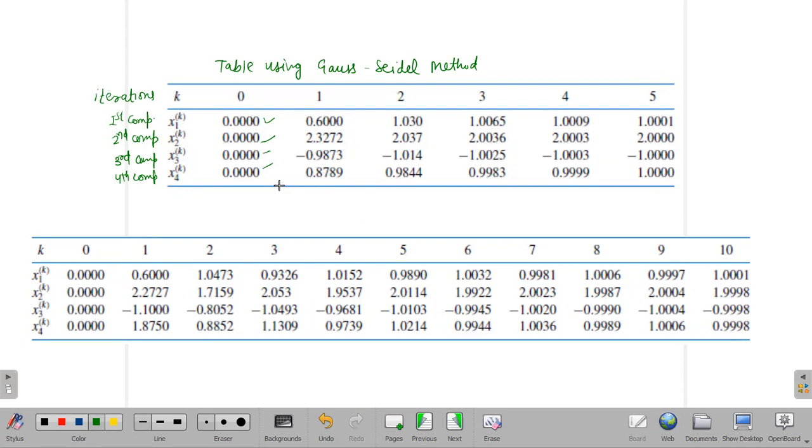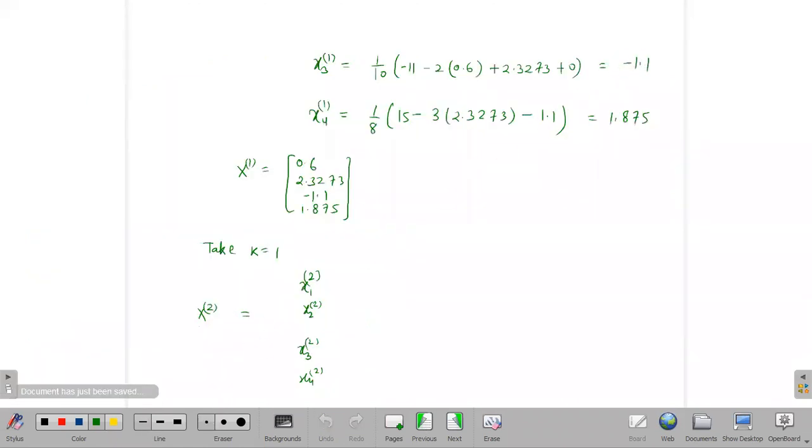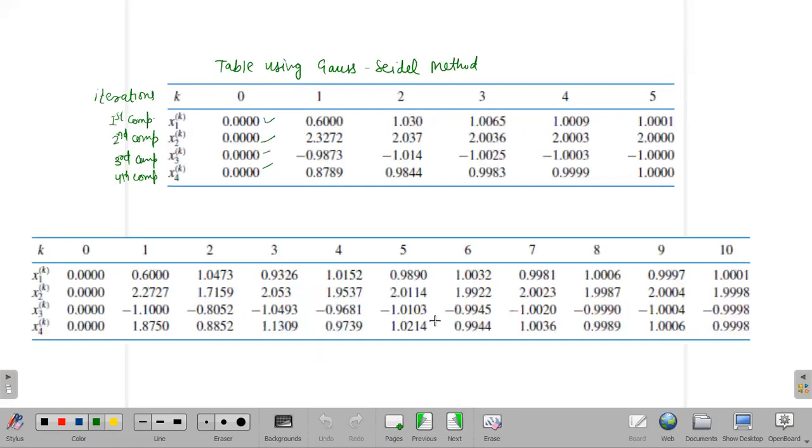Sorry, just a minute. This is the table using Gauss-Seidel. Yes, there is a little bit of mistake. I think it should be minus 0.987. This is it. So this is the Gauss-Seidel table. Now you got this as a first iteration.